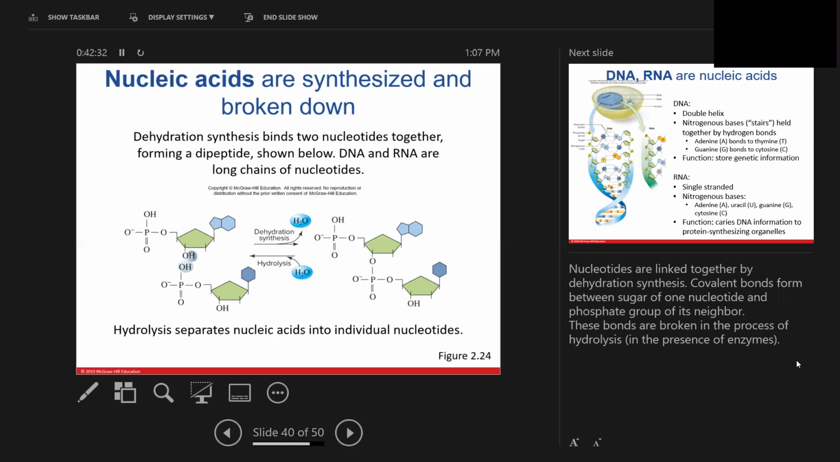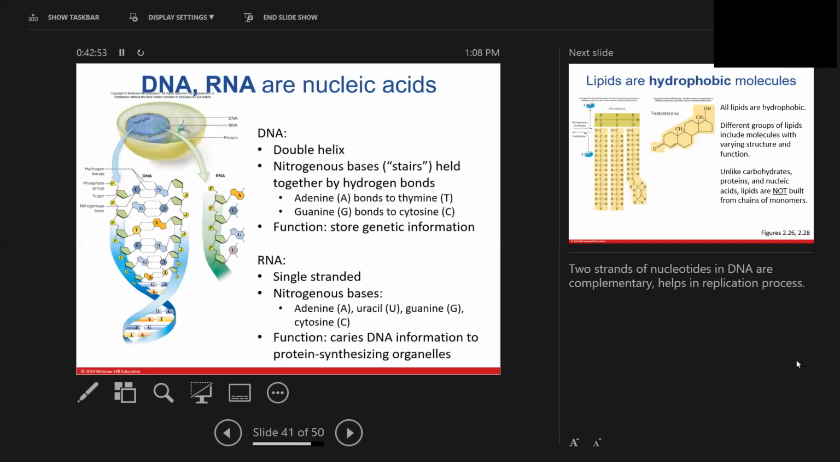And like everything else, dehydration synthesis binds 2 nucleotides together. And shown below, DNA or RNA are long chains of nucleotides. Now, if you want to separate them, you use hydrolysis, which again, you have to take in water to do, but again, pretty straightforward. Now, DNA and RNA are considered nucleic acids. DNA is going to be a double helix, which is that classic structure you always associate with DNA, where you have the 2 ladders spinning together. RNA is primarily single-stranded.